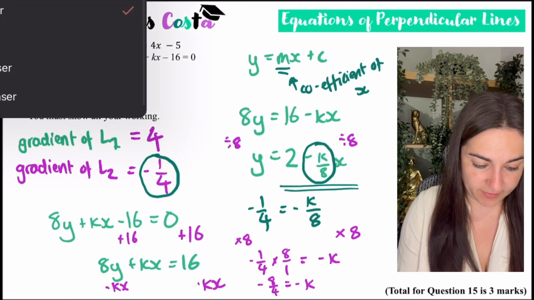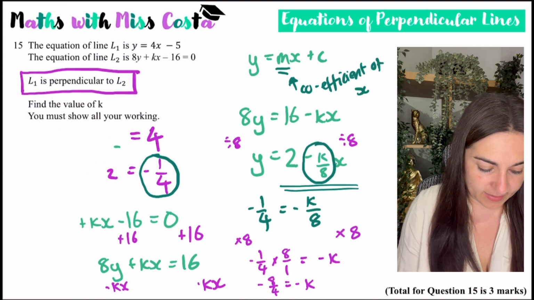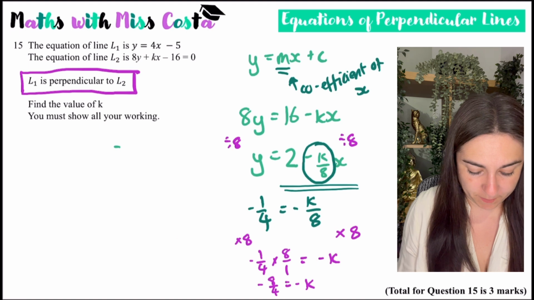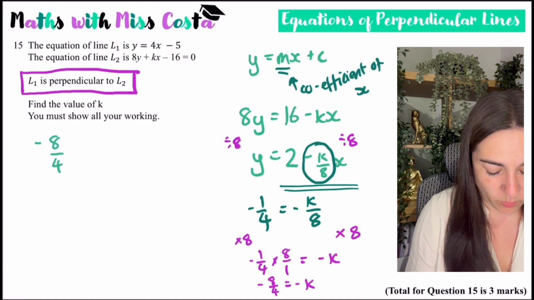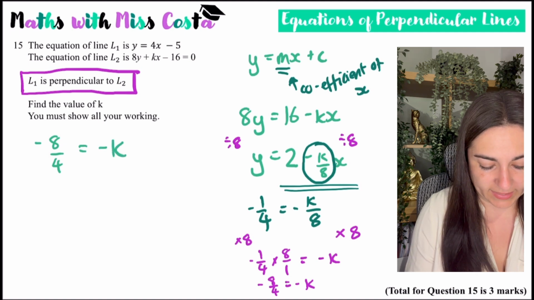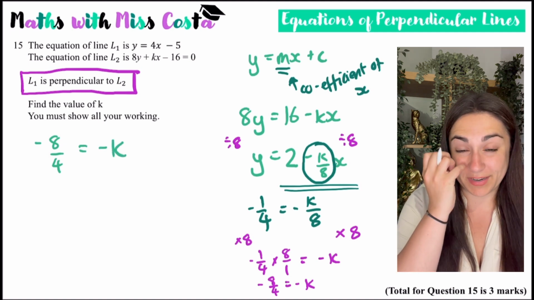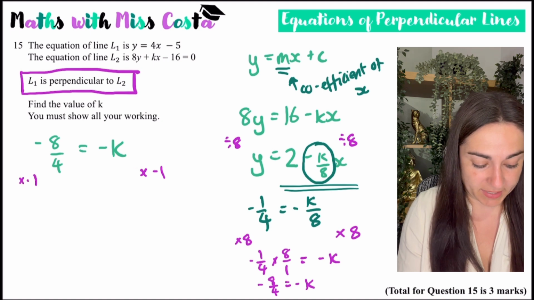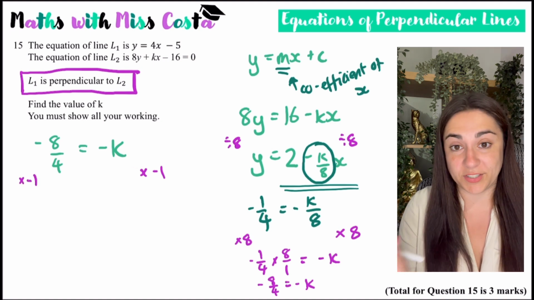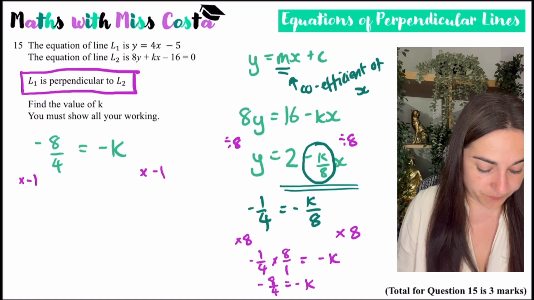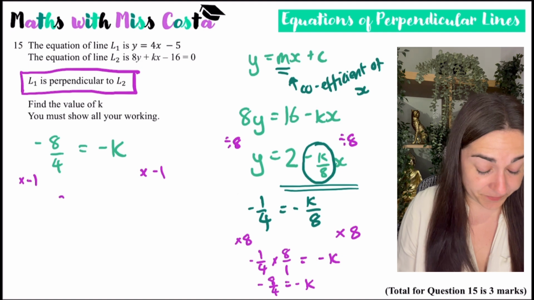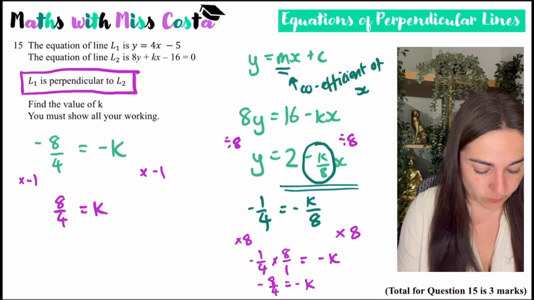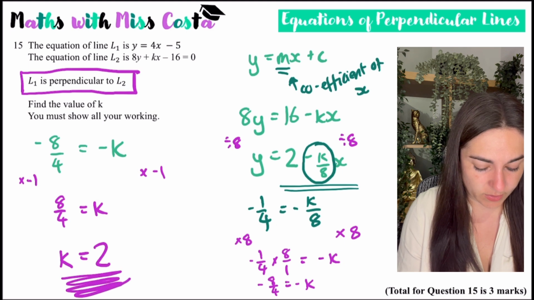When I've got something like this, I can just multiply both sides by -1 in order to make my equation simpler. So I've got -8 over 4 equals -k. You never want to have a negative subject. So if you do, times both sides by -1, because if you do something to one side and you do it to the other, it doesn't change the value of the equation. So that would be 8/4 equals k. And what does 8 divided by 4 give you? 2. So therefore k must equal 2.